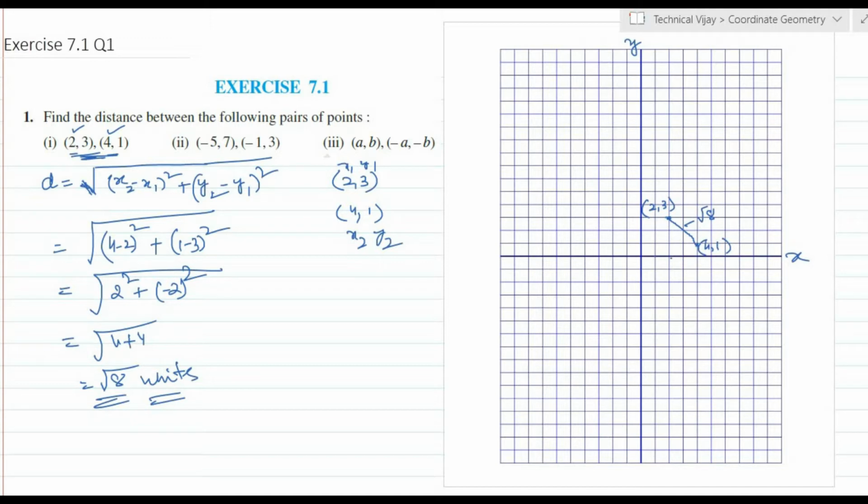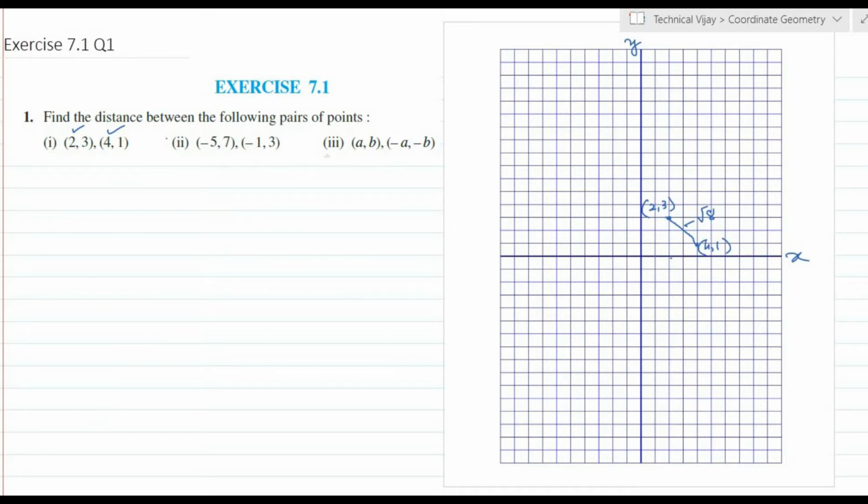Now we will go for the second one. Here the second part: x1, y1 is equal to (minus 5, 7) and x2, y2 is equal to (minus 1, 3). We have to find the distance between these 2 points. It is not necessary to plot these points on the graph to find the distance. There is no necessity. Just for the sake of understanding, I showed this for the first problem only.